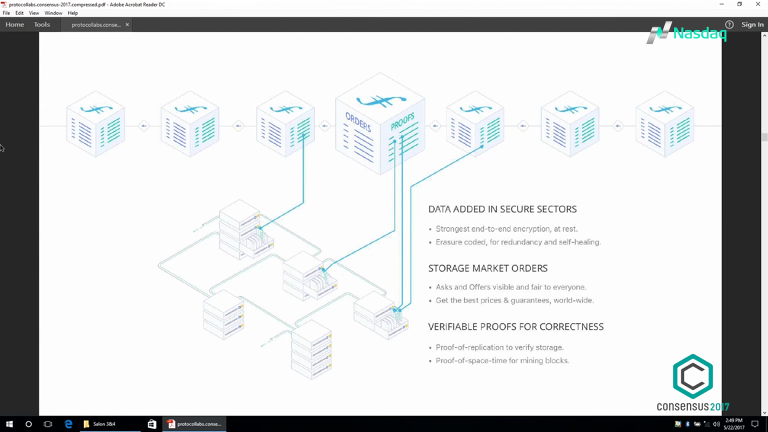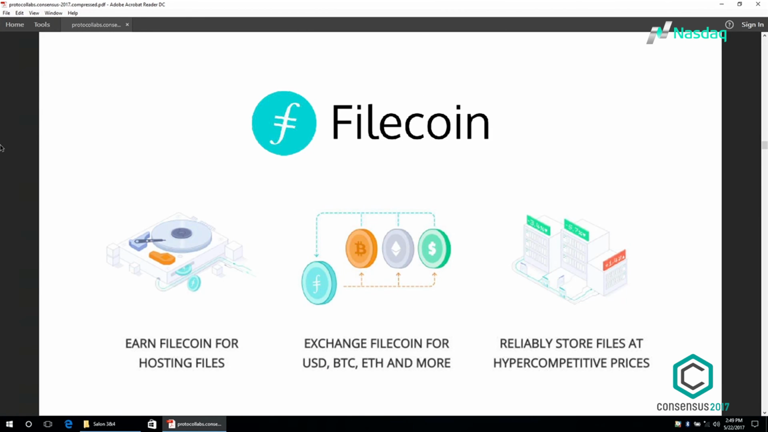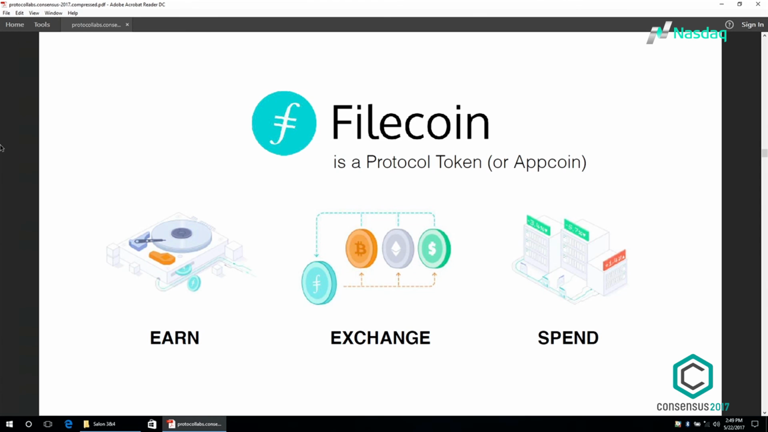It uses a blockchain. You can go and find out more about all this on the web. But the simplest way to think about it is that you can either earn Filecoin for storing files. Your disk starts popping out Filecoins. You can then exchange those for Bitcoin, Ether, dollars, whatever. Or you can spend Filecoin to hire the network to store your stuff. Earn, exchange, or spend. It's a very simple idea, but the goal here is to think about modeling the behavior of the market protocol and weaving a token through it.